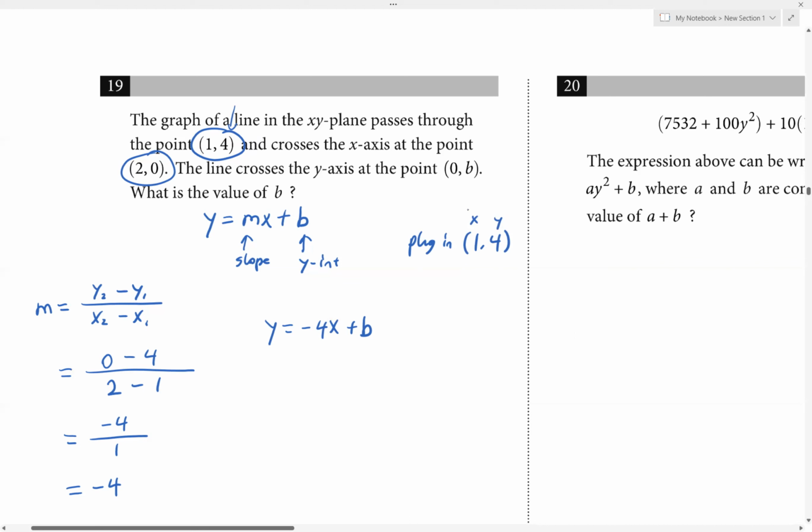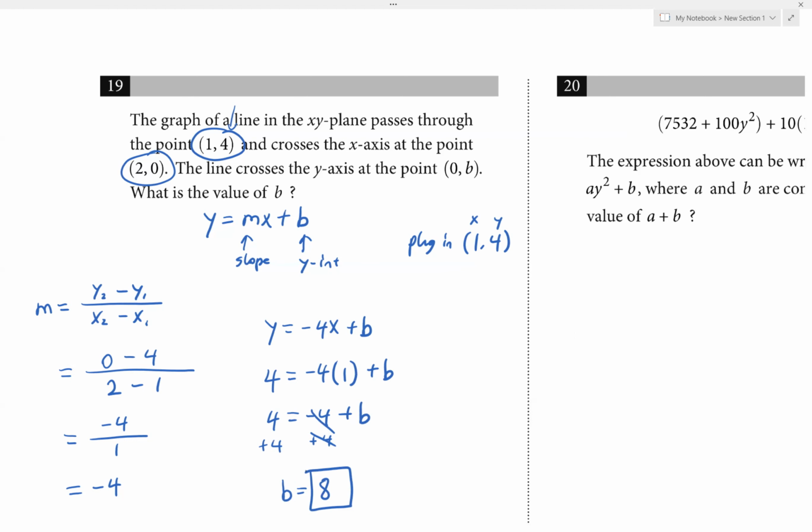So we plug it into the equation. y is 4, which equals negative 4 times x, which is 1, plus b. Solving this out, 4 equals negative 4 plus b. Then we add 4 on both sides, and we get b equals 4 plus 4, which is 8. And that should be the b value, the y-intercept. And that's the answer.